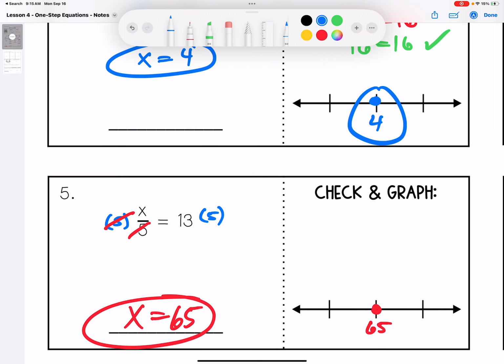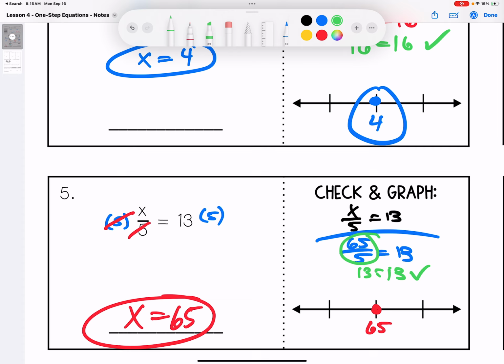Now, you're going to go back and rewrite the problem. X over 5 equals 13. And you're going to put 65 in for x. So you're going to go 65 over 5 equals 13. 65 divided by 5, is that 13? Yes, it is. In your calculator, put 65 over 5 and hit enter. Do 65 and then do ABC and then do 5 and then hit enter. It's going to spit back out 13 to you. Okay?